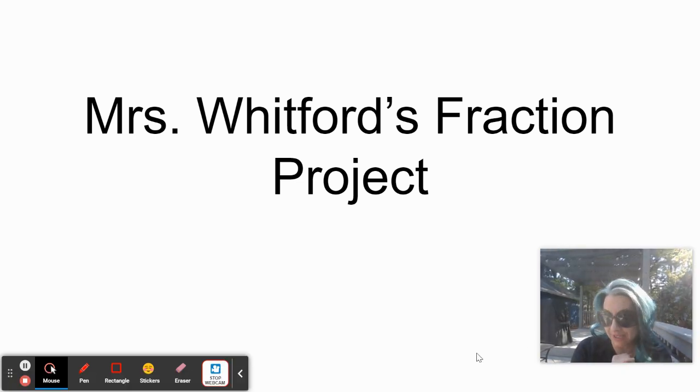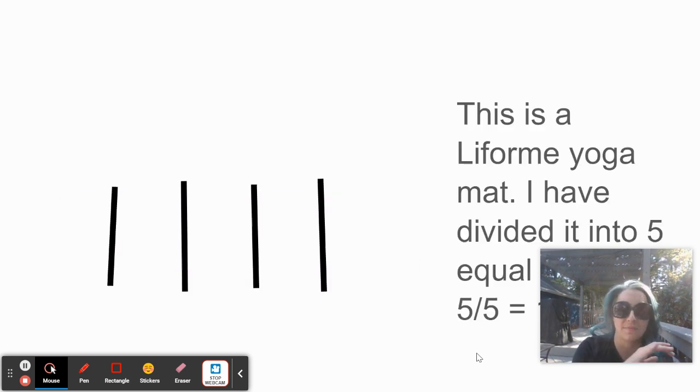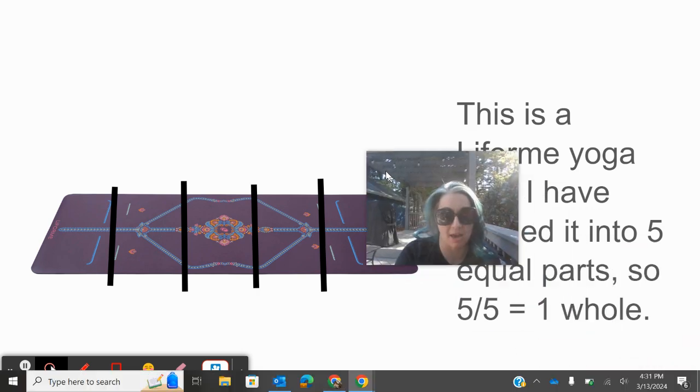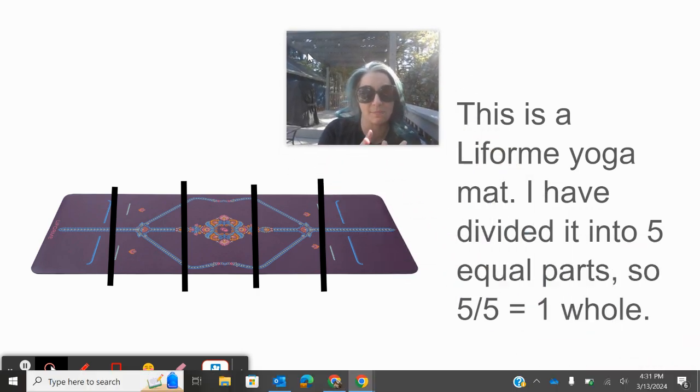I wanted to take you through my fraction project and show you all the different things that your fraction project should have in it when you do it. Okay, so first of all, I have my whole fraction. So this is my whole fraction right here. That's the first thing you need.